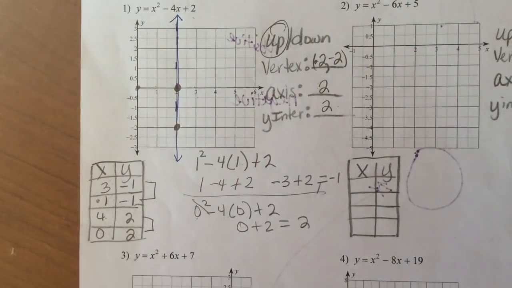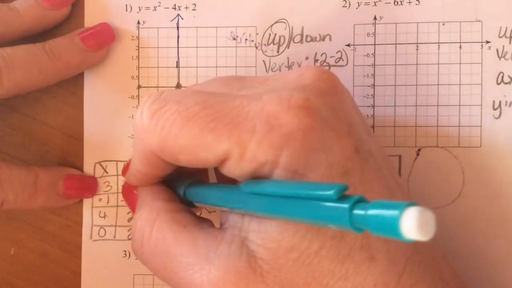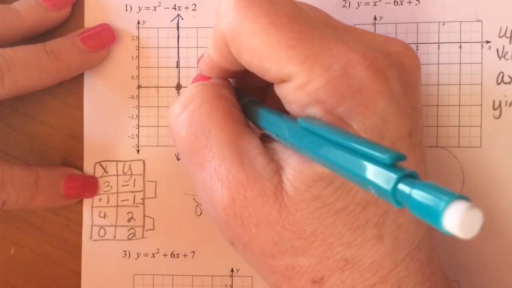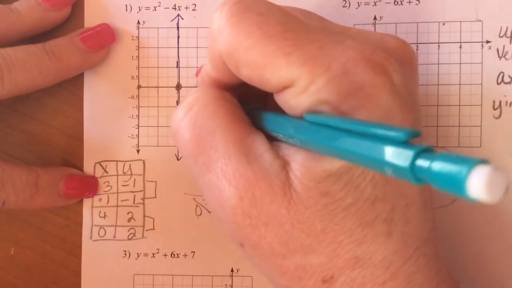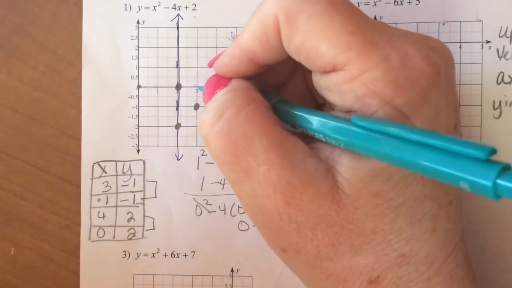So there's the table figured out. Now go in and graph them. So this is a 3, -1. So go over to the 3, -1. Be careful, as you guys see, they've got halves on it. You can do halves if you want to. I just do whole numbers.